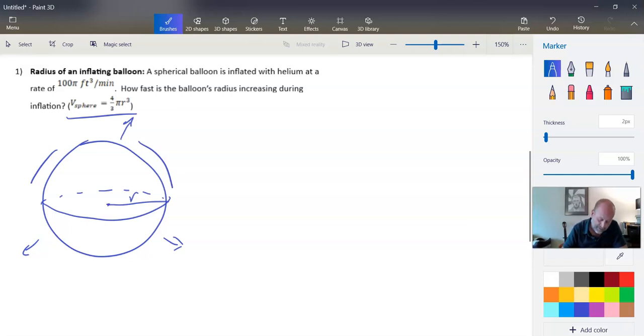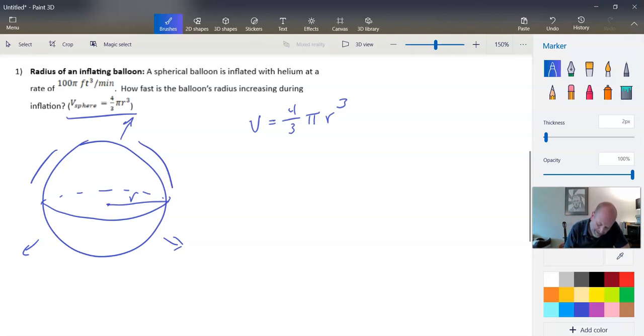The volume of a sphere is equal to 4/3 pi r cubed. Interestingly enough, the surface area of a sphere is actually just the derivative of the volume with respect to r. It's kind of an interesting little thing. You'll notice that with circles too. The area and the perimeter of a circle are derivatives. So in any case, let's look at what we're given here.